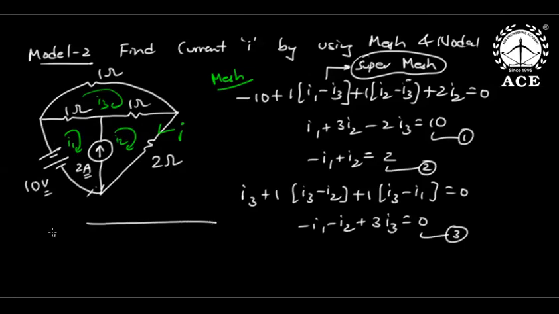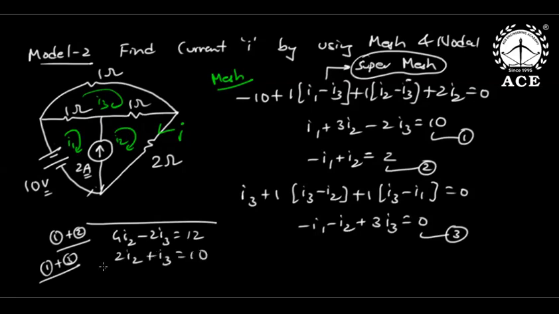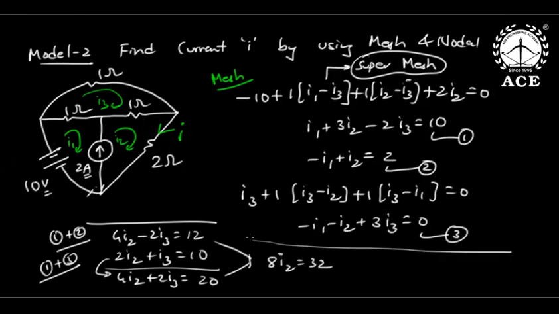First, I will add equations 1 plus 2: 4I2 minus 2I3 equal to 12. Then I will add 1 plus 3: 2I2 plus I3 is 10. Now I need I2, so make this 2 times: 4I2 plus 2I3 equal to 20. Now add these two: 8I2 equal to 32. So I2 is 4 amperes.